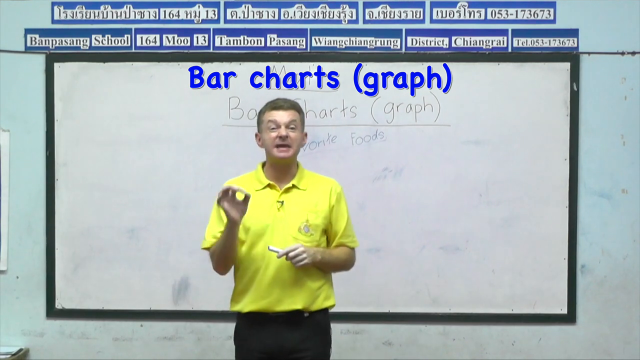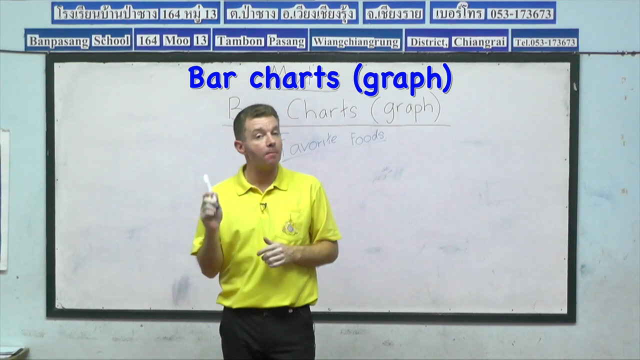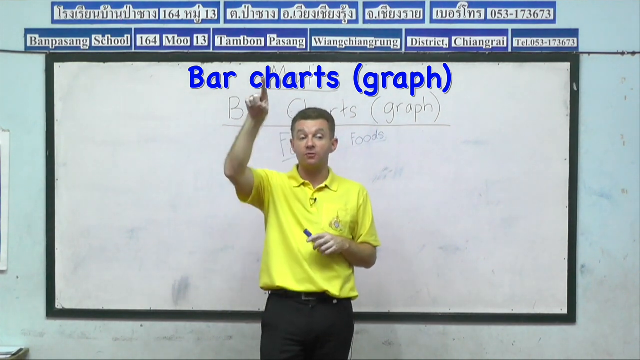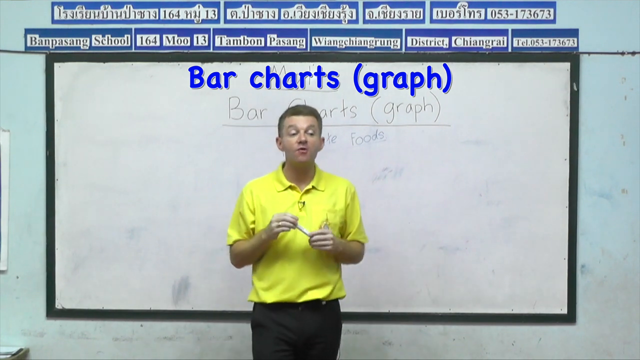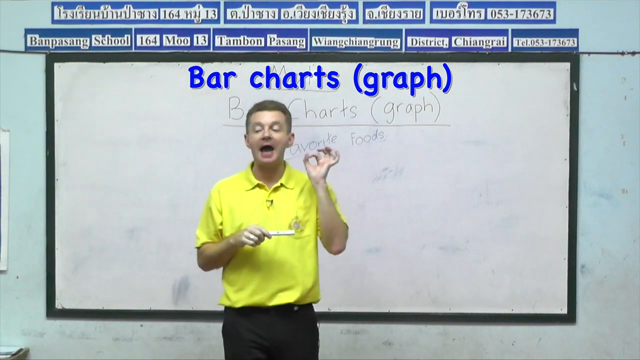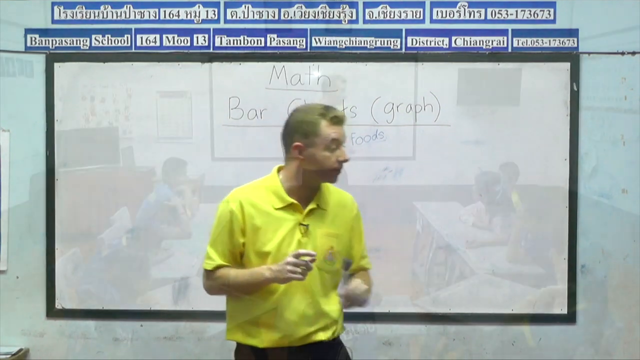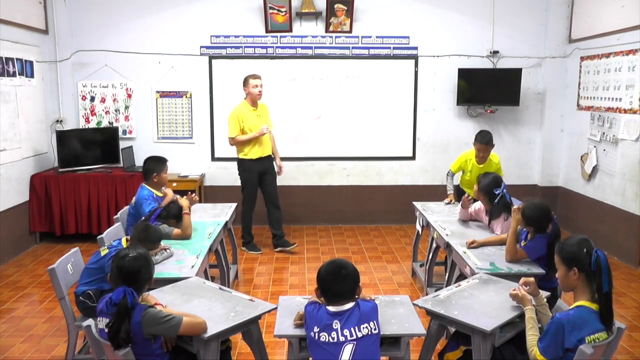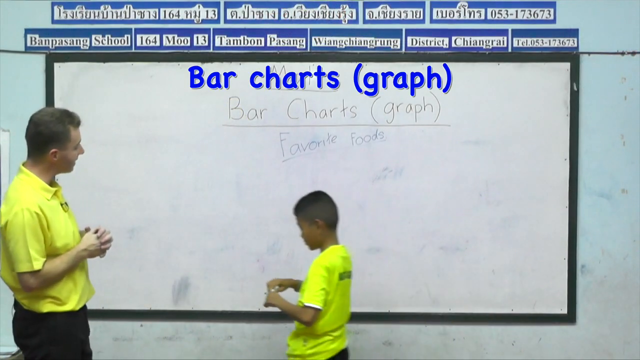And now we can begin to design our bar chart. And the first thing our bar chart needs is a line that goes from the bottom to the top. Can anybody remember what that was called? The vertical axis, yes. And I would like Bangpon to come and show me how we can draw a vertical axis on our bar graph. So remember, your vertical axis will always be on the left-hand side.